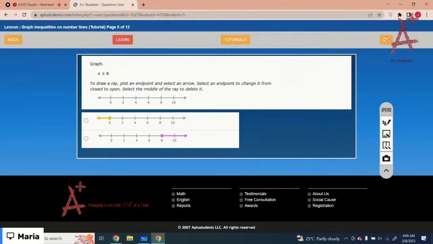Okay, the next one is x is greater than or equal to 8. That means all the numbers that are greater than 8, and x can be 8. Got it? That means you have a filled in circle located at 8, and also the graph is pointing at the right hand side because all the numbers are greater than 8. Got it? So it would be the second option. So just select the correct option, then click on the OK button.